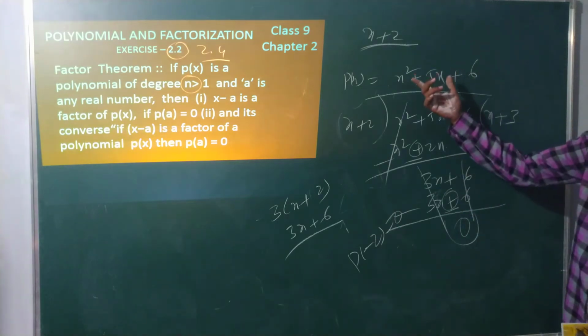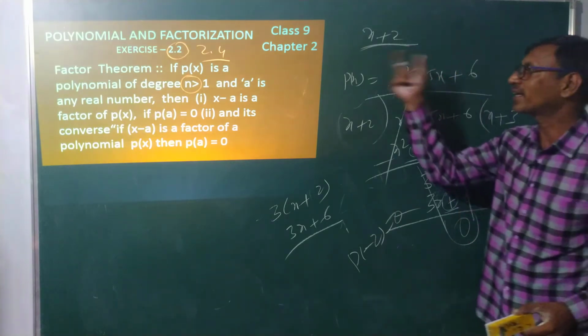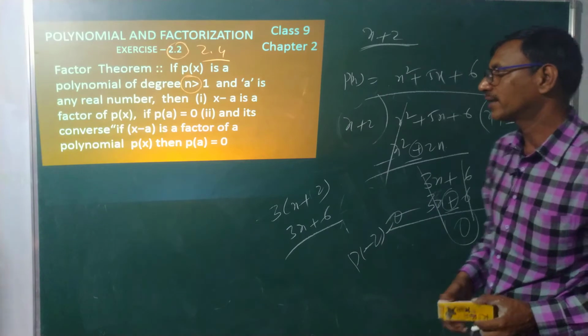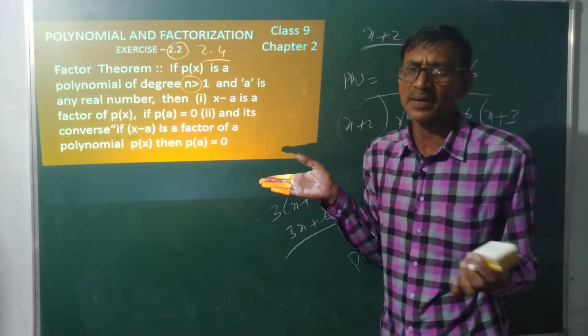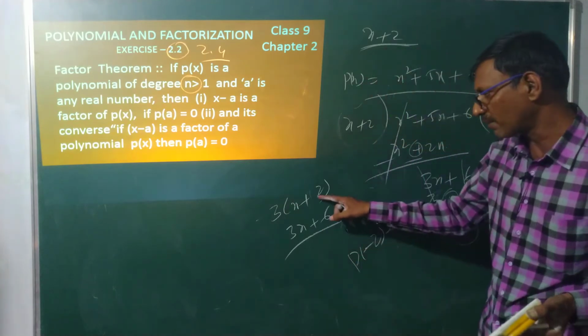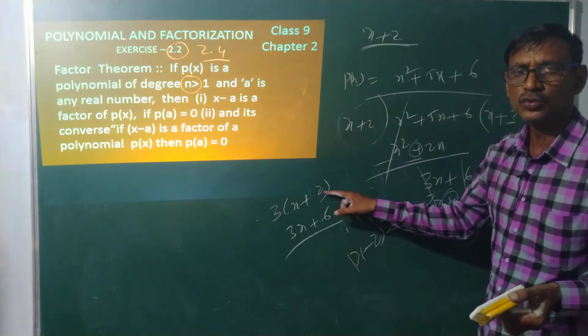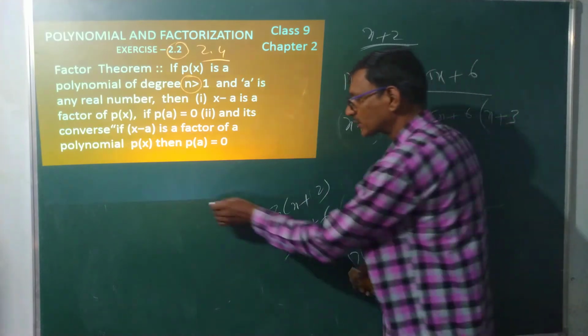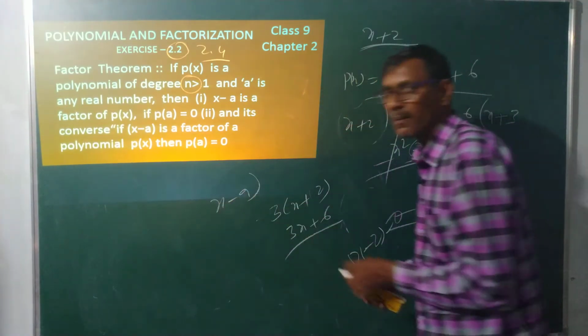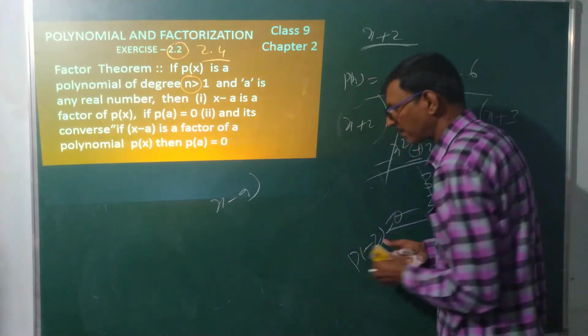So p of x is any polynomial, and a is any real number. Here my real number is minus 2, which we take as a. Then x minus a is a linear polynomial that is divided into p of x.